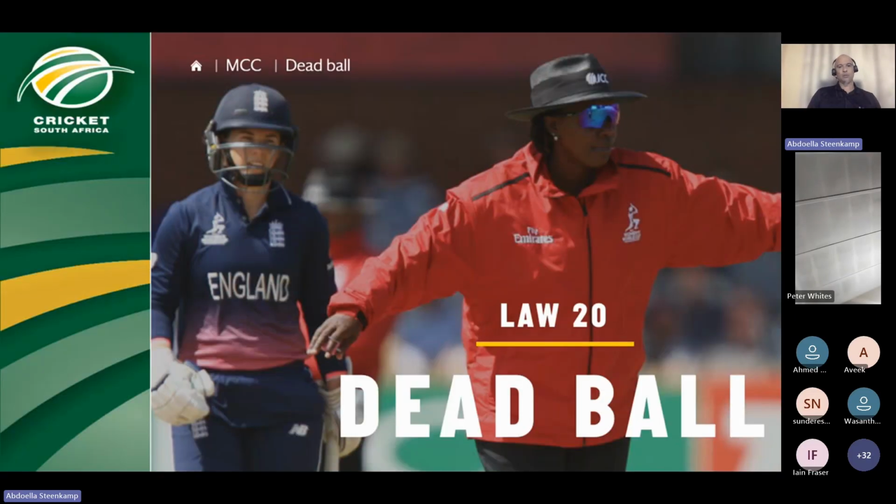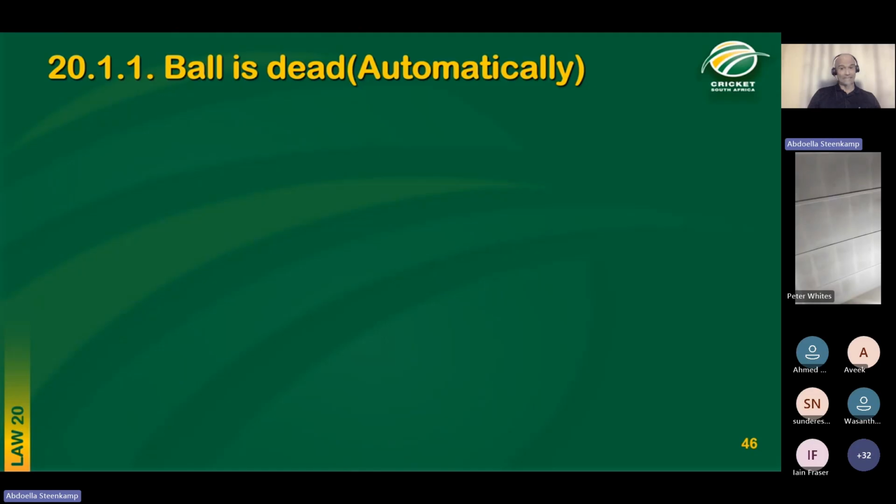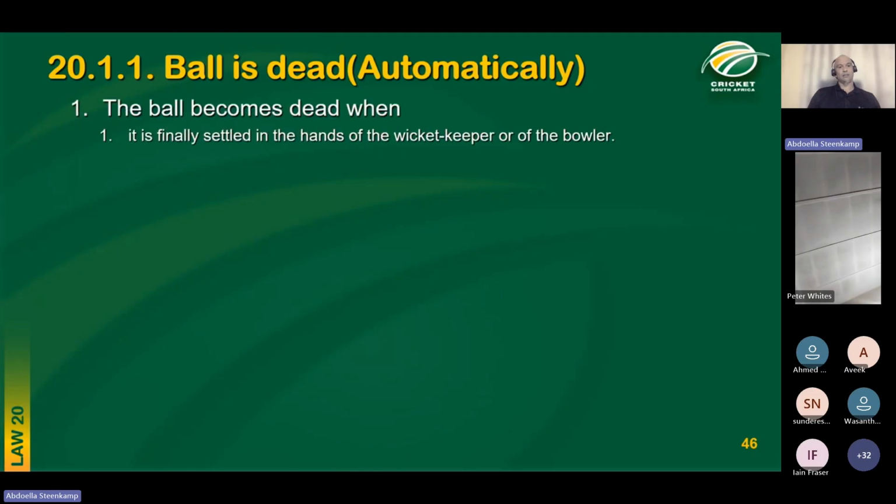Under dead ball, there are 8 instances where the ball automatically becomes dead, and there are 14 instances where the umpire needs to call and signal dead ball. Tonight I'm only going to focus on when the ball automatically becomes dead. When it finally settles in the hand of the keeper or the bowler, ball automatically becomes dead.